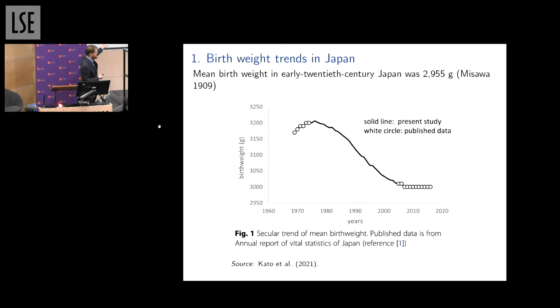It's interesting then that average birth weights have declined so much in Japan, very puzzling. That is not related to gestational age or any kind of observable characteristics. That is a real decline.